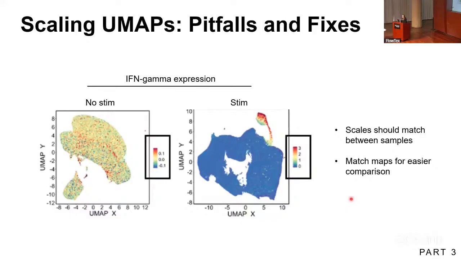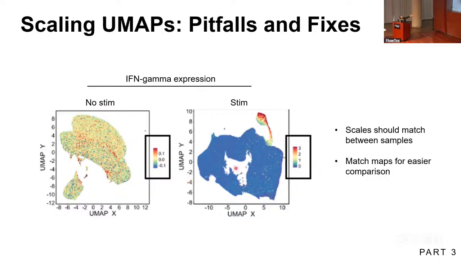Now, scaling UMAPs. This is one of my favorite and least favorite topics. In general, UMAPs is just not my favorite topic anymore, but anyway. So in this example, this person had a no stim and stim in the same experiment, same animal cell type, and they scaled the no stim from -0.1 to 1, and the stim was scaled from 0 to 3. I actually don't know what units those are. Make sure to put your units on any sort of heat map that you're doing.